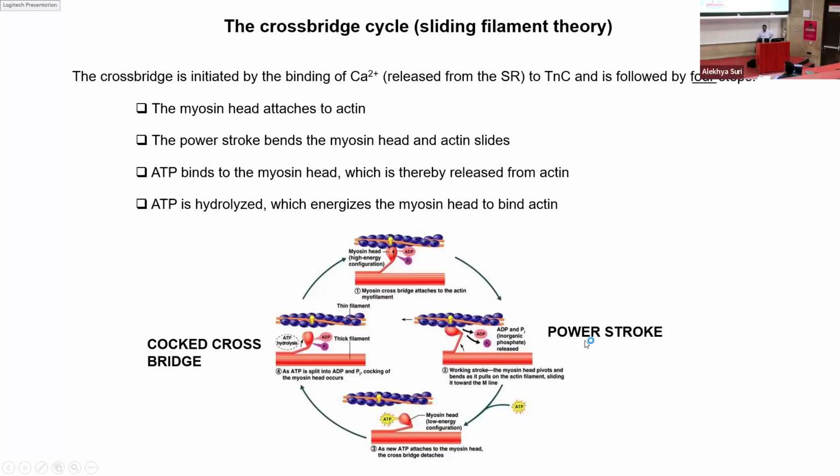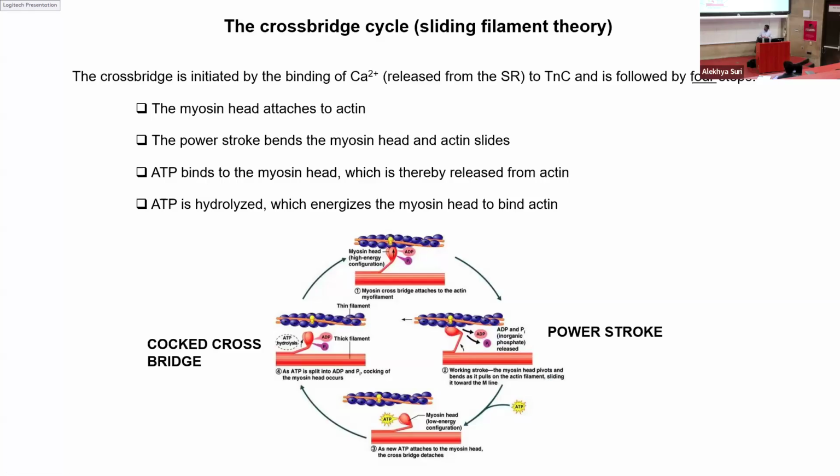Once the power stroke comes in, the myosin head will bend back, and thereby it will generate a force and slide the actin molecule over the head. During that step, the phosphate and ADP molecule will be sequentially released.